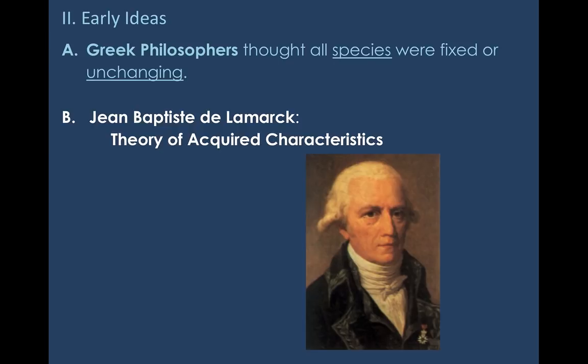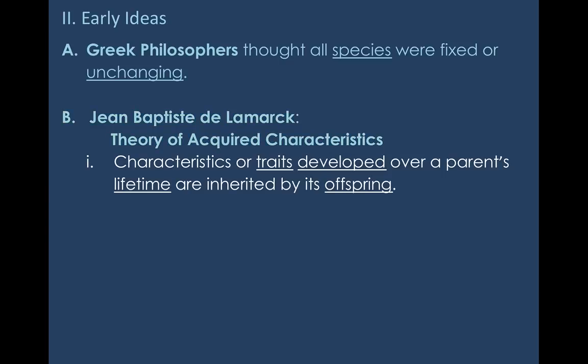Jean-Baptiste de Lamarck, many, many years later, proposed this theory of acquired characteristics. Now, this has actually been disproven, so it's no longer a theory that is considered to be true, but for a while it was. And what he proposed was that the characteristics or traits that are developed over a parent's lifetime get inherited by the offspring. Now, we, of course, know that our traits come from our parents, from our DNA, from the genes that are passed on from one generation to the next. We've already learned that in our previous unit.